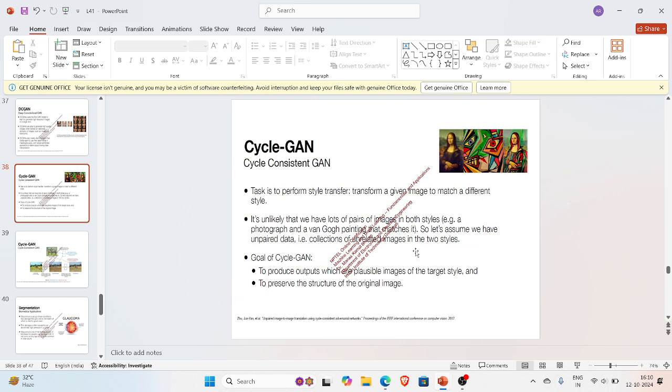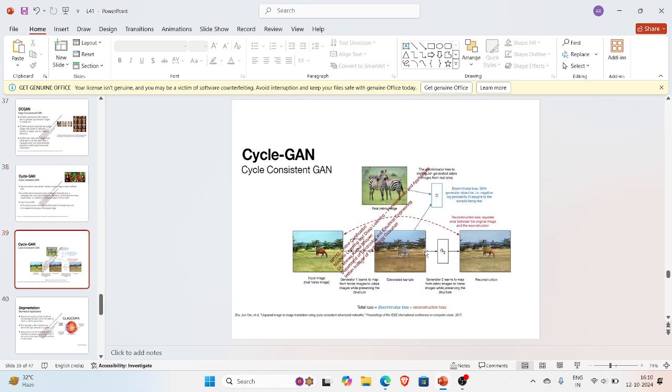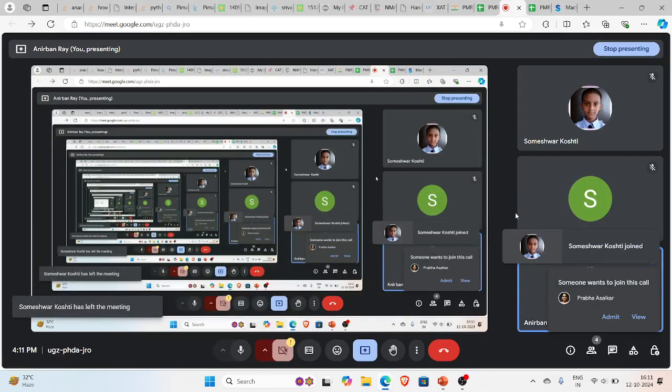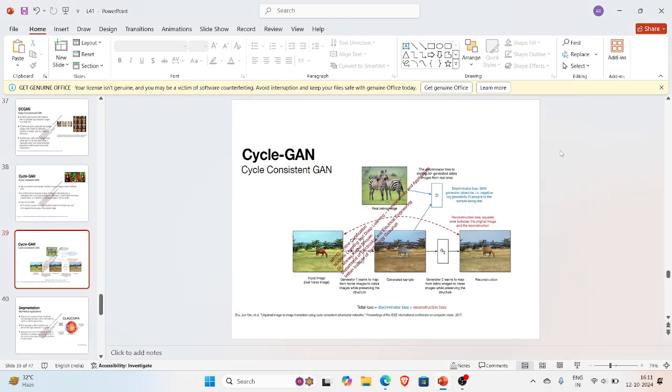CycleGAN is important. After training the CycleGAN, you can take one generator. There are two generators in a CycleGAN, meaning two GAN networks. You can take one generator and use it for domain adaptation. This is what is called domain adaptation: you're changing from one domain to another.